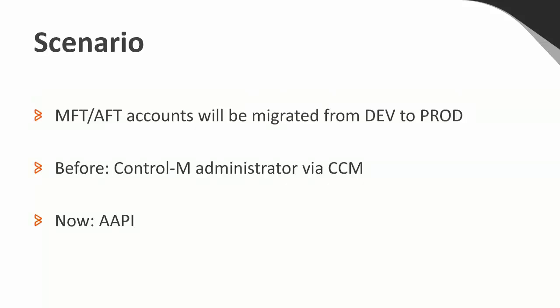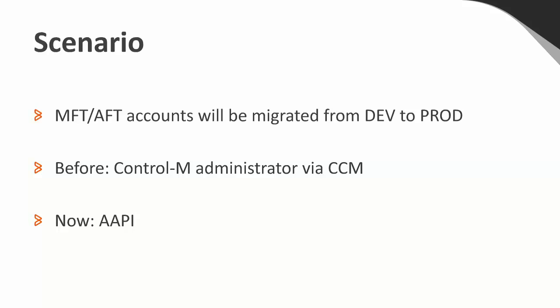Talking about the second scenario, which is a customer that needs to export and import several file transfer accounts between two different ControlMs, so dev and prod. Before Automation API, this task could be accomplished using the export connection profile on CCM, but it was limited because you can't export accounts from one Enterprise Manager to another using the CCM. It's possible only when you have accounts being transferred between ControlM servers inside the same EM.